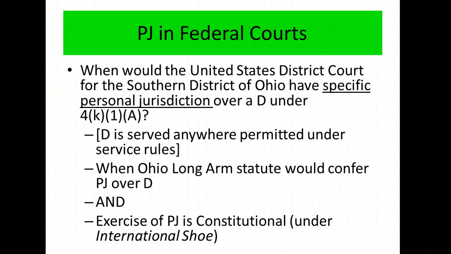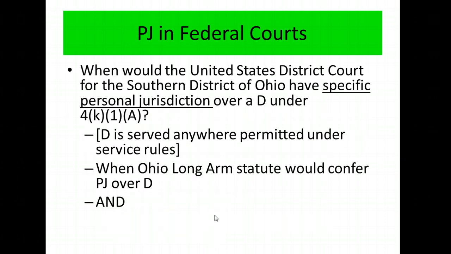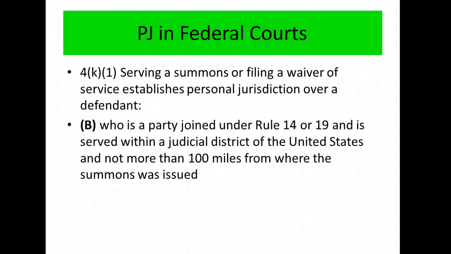And then, assuming you have, then of course, the Ohio long-arm statute met, and that PJ was constitutional, you would have found PJ over the defendant under Rule 4K1A. All right, so 4K1B is a different type of rule if we look at it.